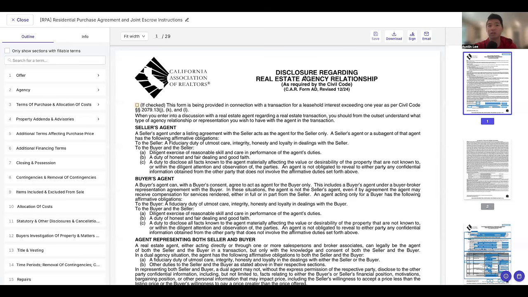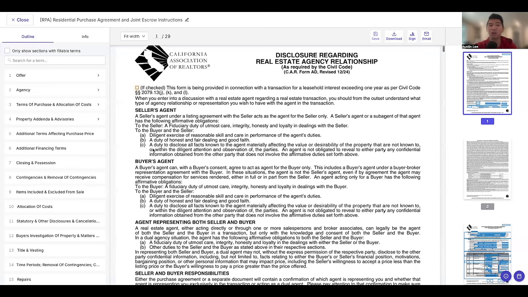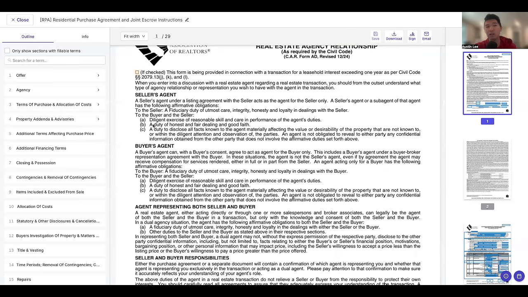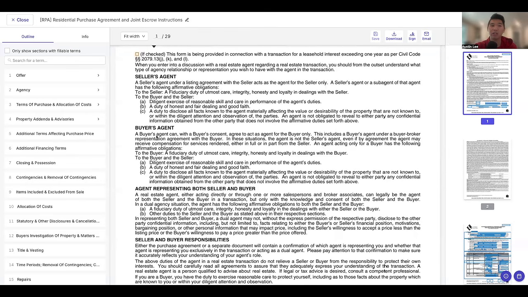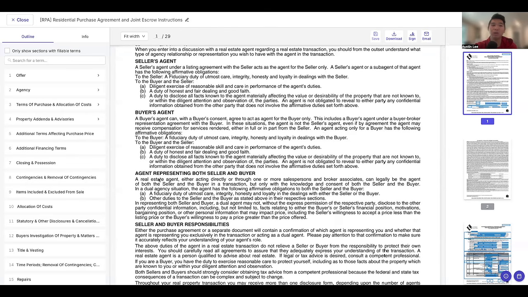So the first page is called a disclosure regarding real estate agency relationship. And this pretty much just outlines what is the role of an agent, right? Because there's different roles that an agent can have. The first and second are pretty obvious, right? An agent can represent the seller. Second role an agent can have is to represent the buyer. But a third role is actually an agent can represent both a buyer and a seller here in California. So I think the most important thing to know is that agents can represent both and that they have to disclose it to you as the buyer.